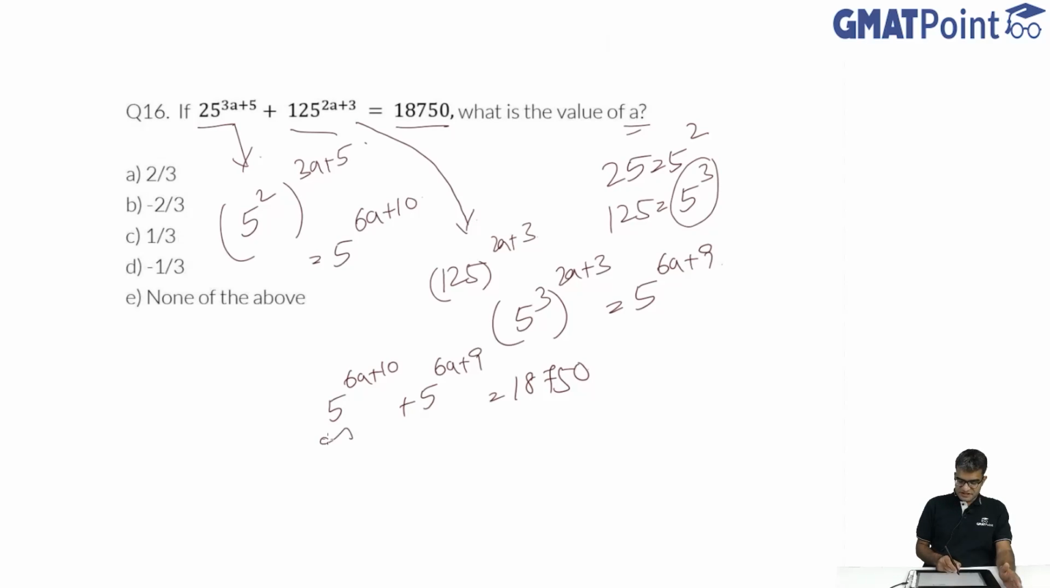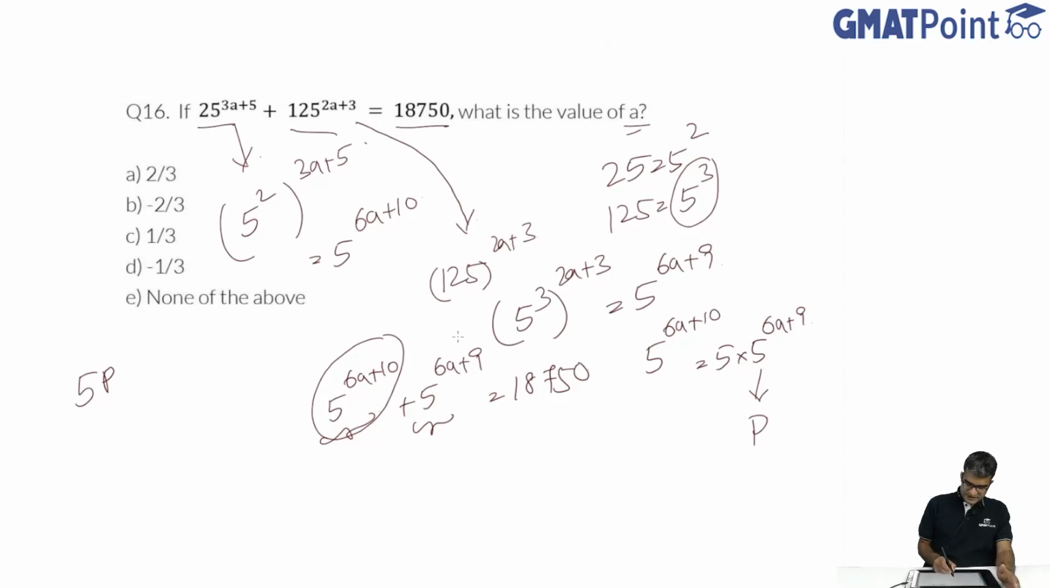Now what is the relationship between 5 to the power 6a plus 10 and 5 to the power 6a plus 9? 5 to the power 6a plus 10 is equal to 5 times 5 to the power 6a plus 9. So if you assume that 5 to the power 6a plus 9 is equal to p, this is basically 5p. This is p. So 5p plus p is equal to 18750, or 6p is equal to 18750, or the value of p is equal to 3125.